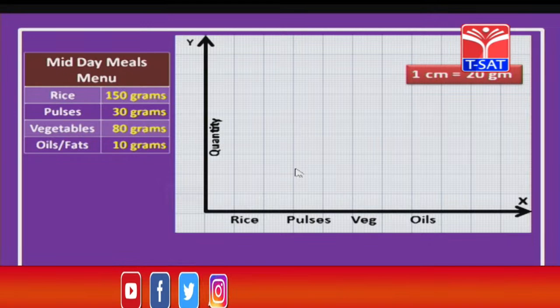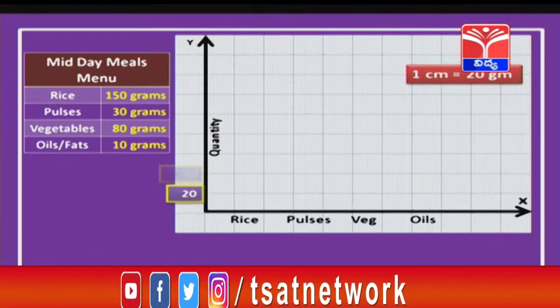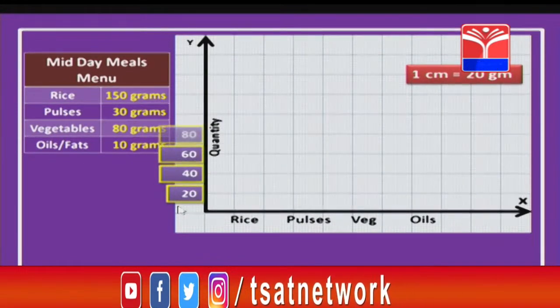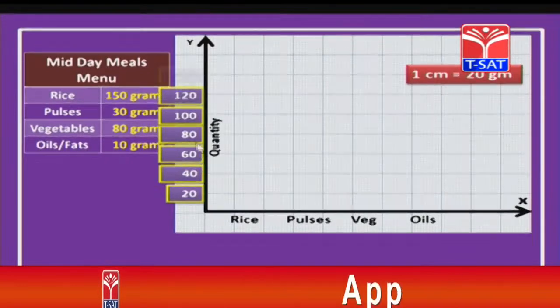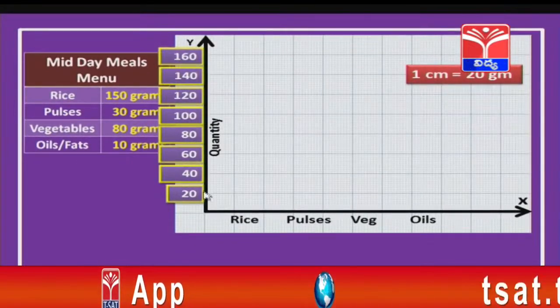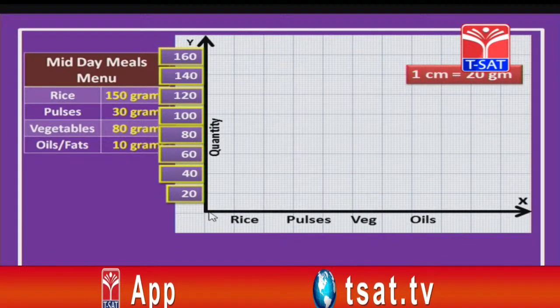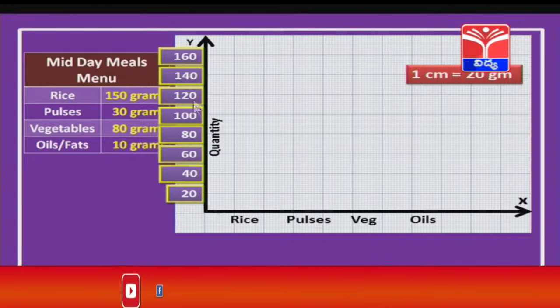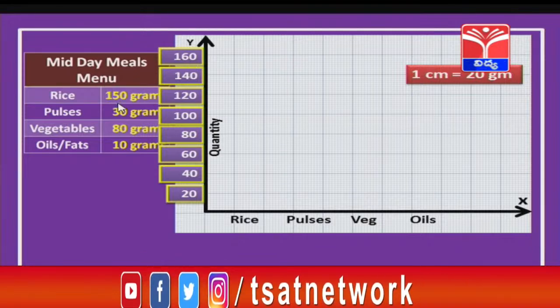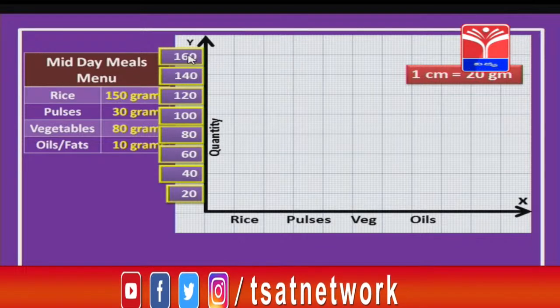So, you can see here 20, 40, 60, 80, 100, 120, 140 and 160. We started with 20 because this point is 0, the starting point. From here we are going to increase by 20 till we get 160, because our maximum value is 150. So, if you have 160, that is more than enough.